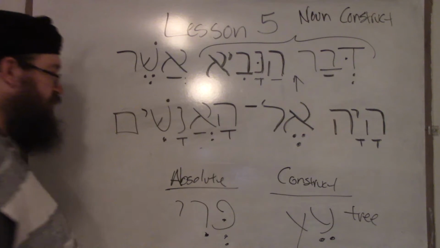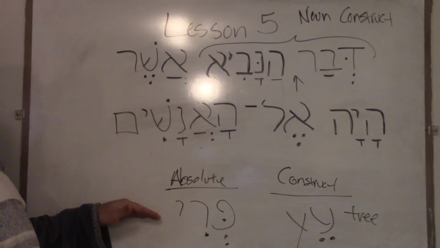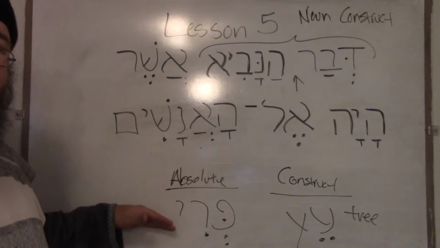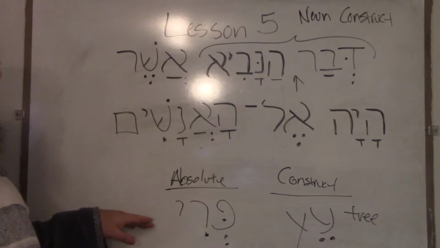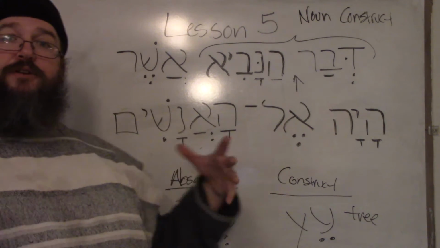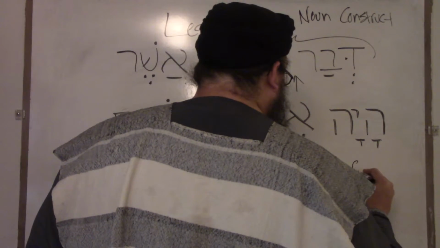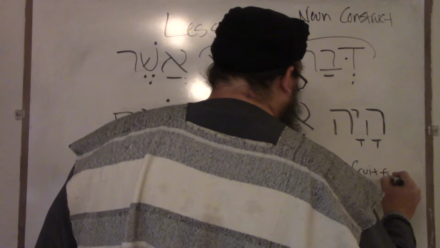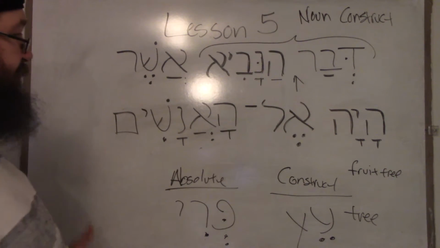We're going to put the word pre. The word pre is the word for fruit. So this tells me what kind of tree it is. It's an etz pre, a tree of fruit. So we're talking about a fruit tree, okay? So here, we would translate this literally, fruit tree. You got it?